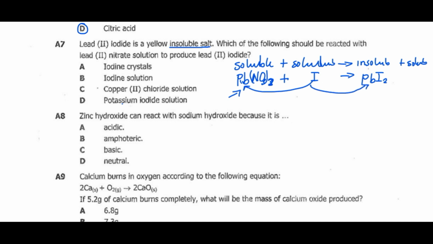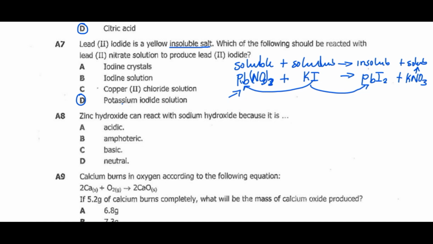Then the metal that bonds to this group 7 element to give a soluble salt must be from group 1. So it can be sodium, lithium, or potassium. From the multiple choices, we can see that there is one answer that has potassium. So we need potassium here, so that we have a double displacement. The potassium will displace lead to give us potassium nitrate. Remember, all nitrates are soluble, so we're able to get this soluble salt. So that is the concept. The answer here is D.